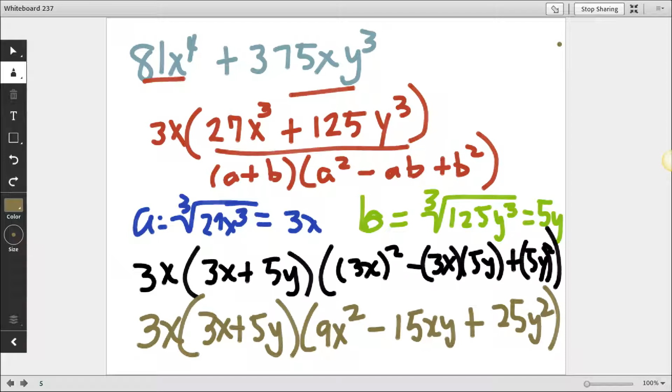So look for a GCF. The GCF comes out. Then you factor what's left. So I hope this helps you with the sum or difference of cubes.